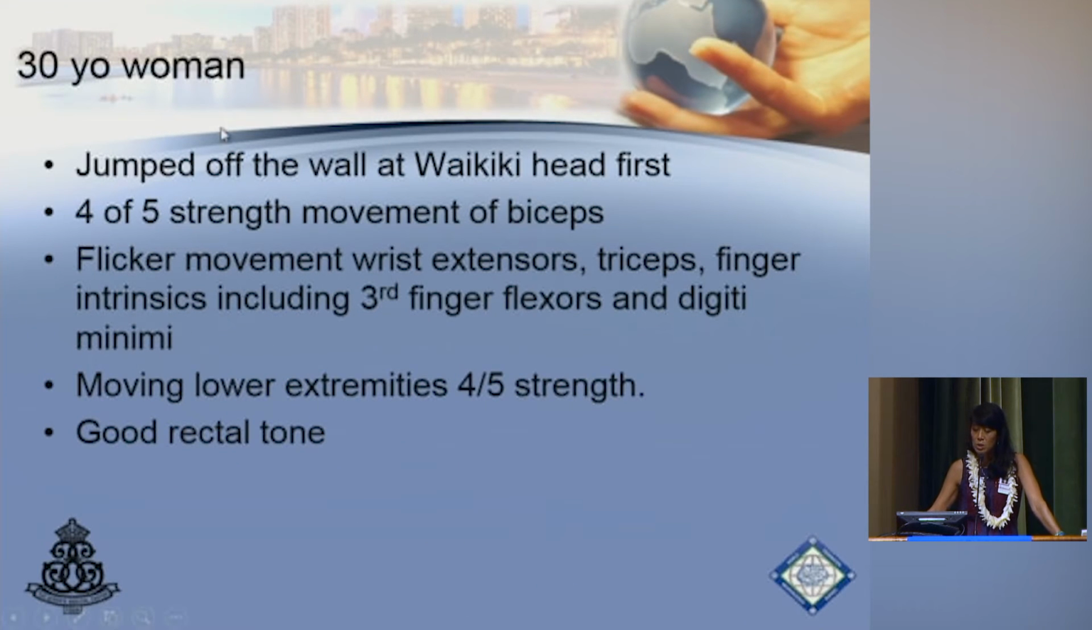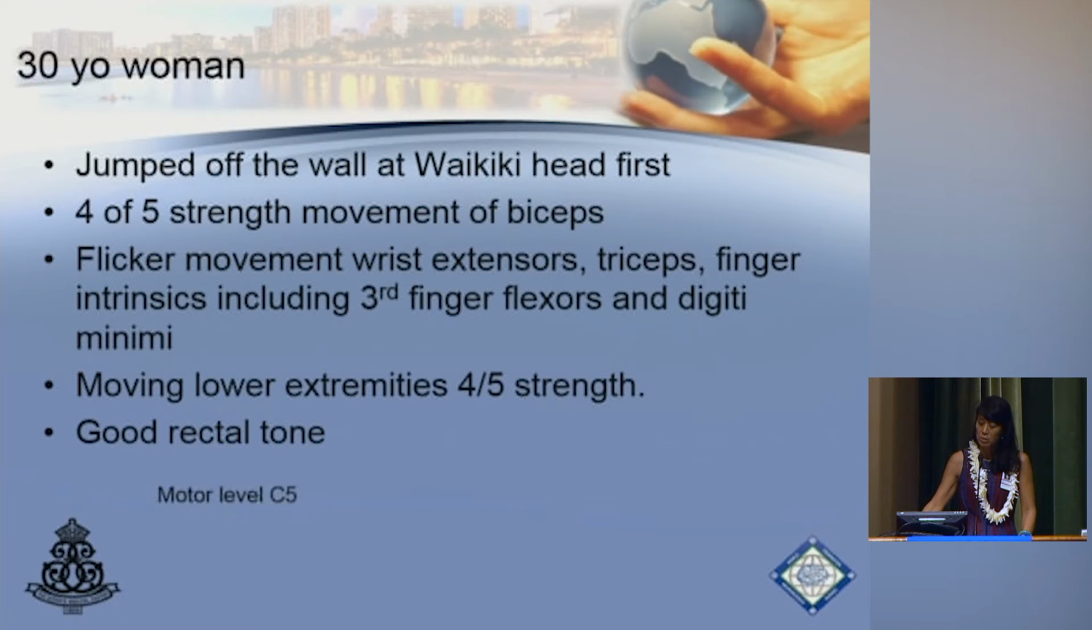Okay, so this patient, she's jumped off the wall at Waikiki head first. We see this often when they're jumping in the water. So 4 out of 5 strength movement in the biceps. So C5 is good, but flicker movements in the wrist extensor. So C6, the C7 is out. The finger intrinsics, including the flexor profundus and the digiti minimi, are out, and moving the lower extremities 4 out of 5. So she's weak in everything below the C5.